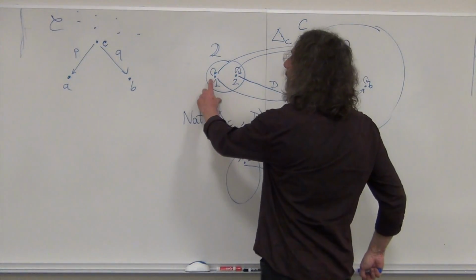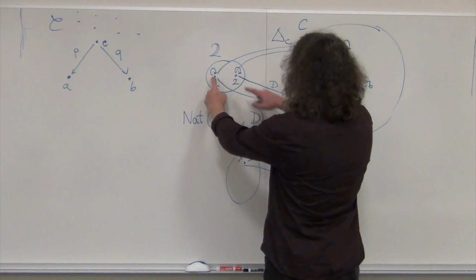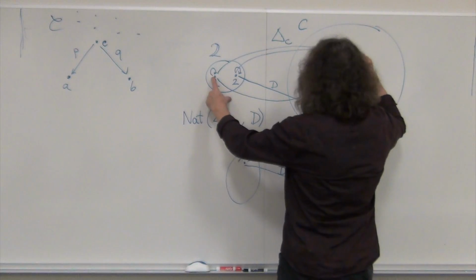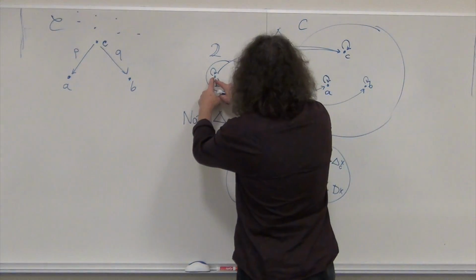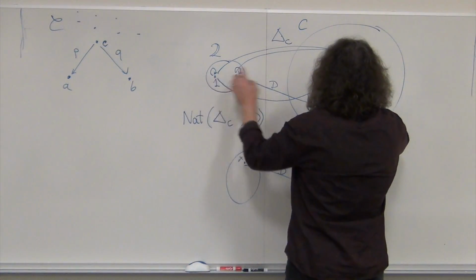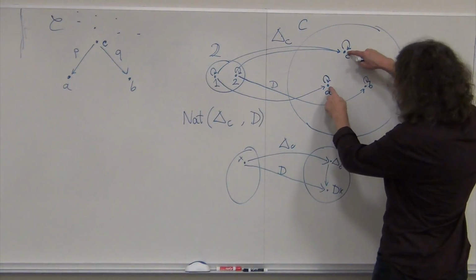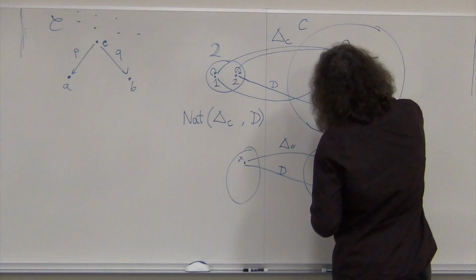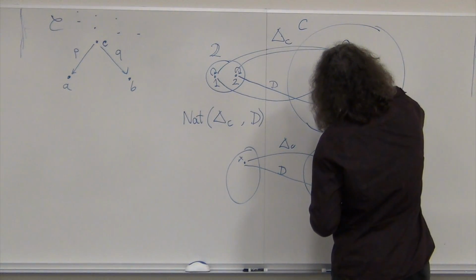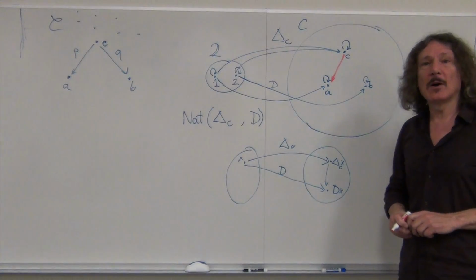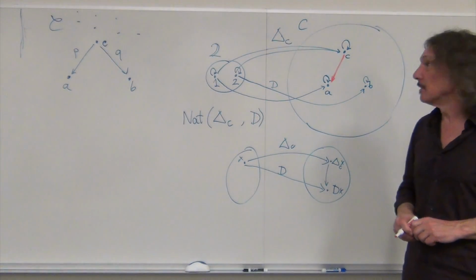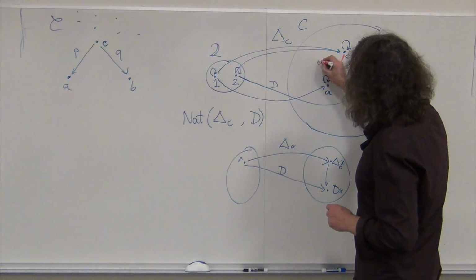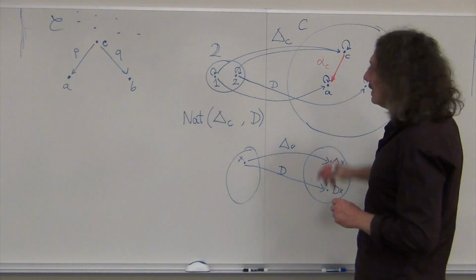So let's look at 1, okay? Delta C maps it to C, okay? D maps it to A. So it will be a morphism between C and A. Okay. So that's one component of our natural transformation. Let's call this natural transformation alpha, let's say. Alpha C, that will be this, right?